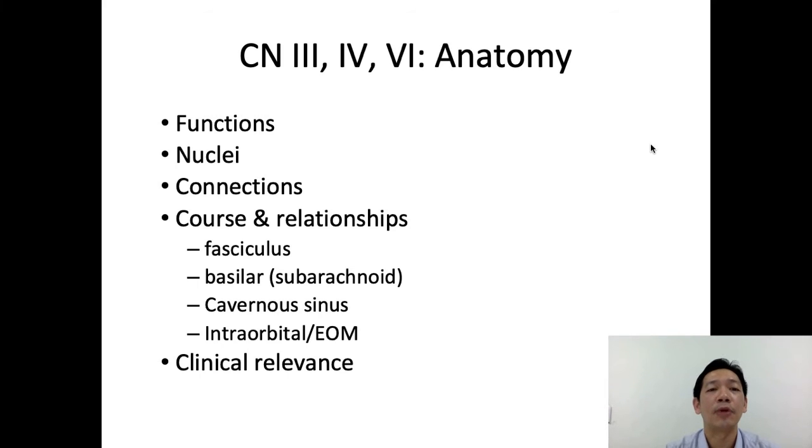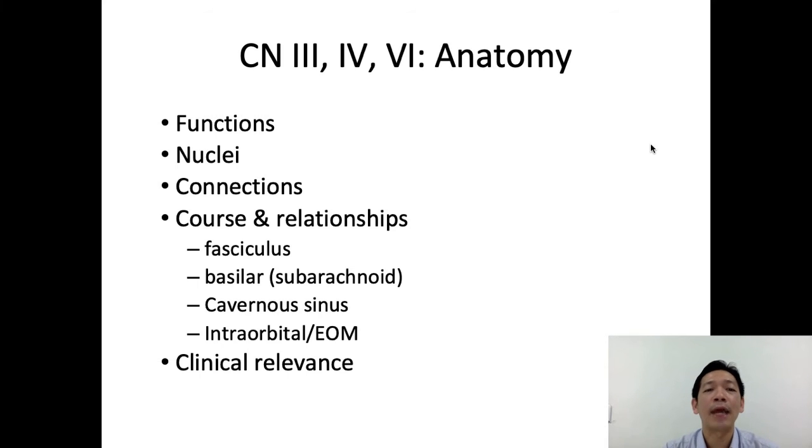The other important thing is the course and also the relationship of your cranial nerve when it comes out from your brainstem until the extraocular muscle. Classically, for the 3, 4, and 6, there is a common way to classify them. You can classify the course starting from the location of the nucleus and then the fasciculus compartment. The fasciculus compartment is basically when they come out from the nucleus, and also the course, how they run in the brainstem itself.